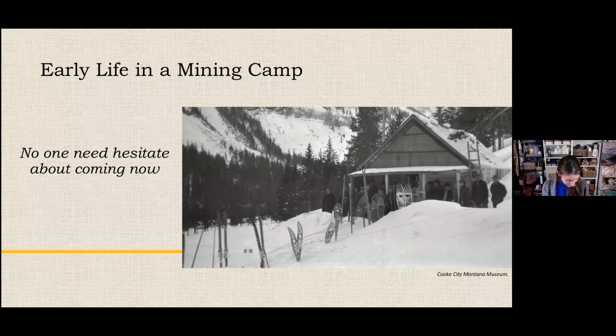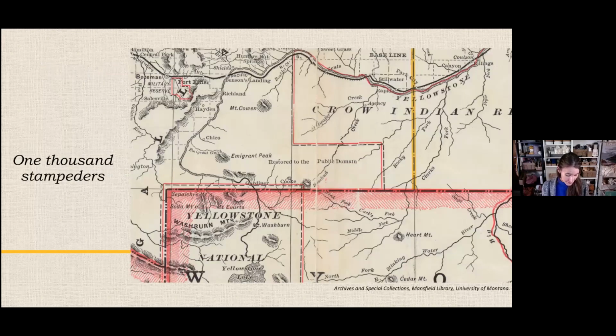And again, it didn't deter anybody from coming. People from Bozeman were coming all the time. In one instance, they said 1,000 stampeders were coming from the Bozeman area. Many of them would turn back as they would discover that there's snow till much later than they expected.